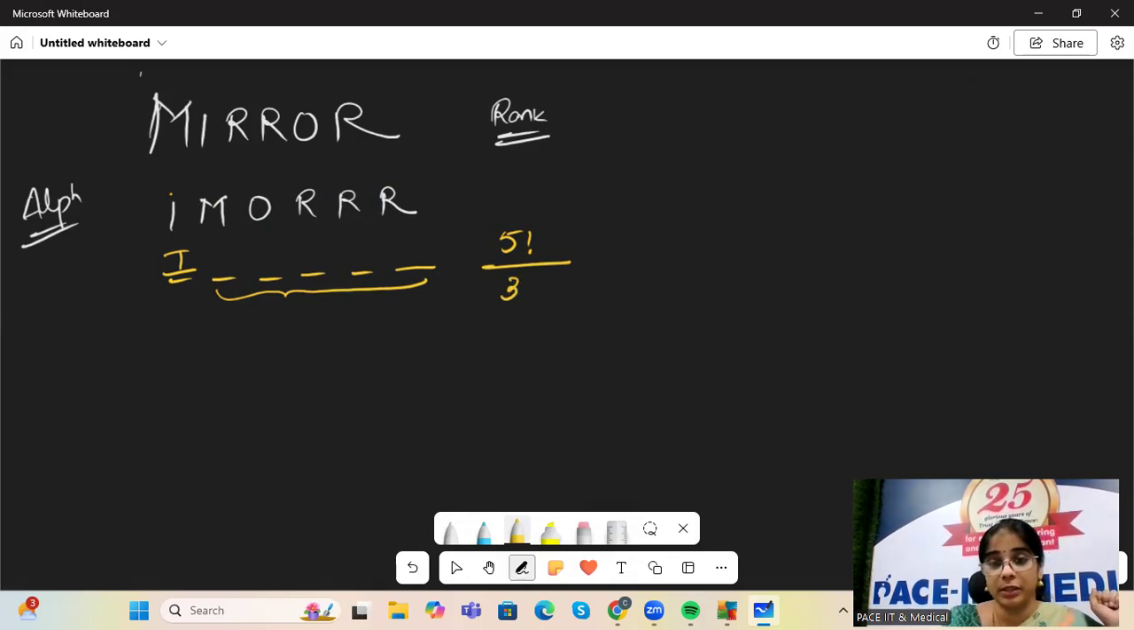Whenever there is a repetition, divided by 3 factorial. Clear? So starting, all the words starting with I are 5 factorial by 3 factorial in number, right?